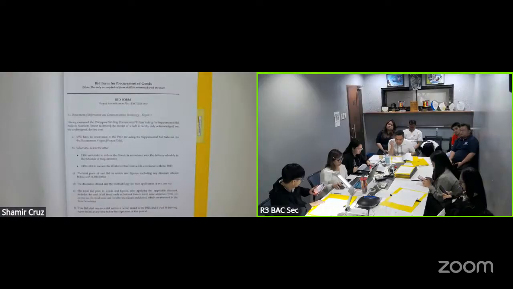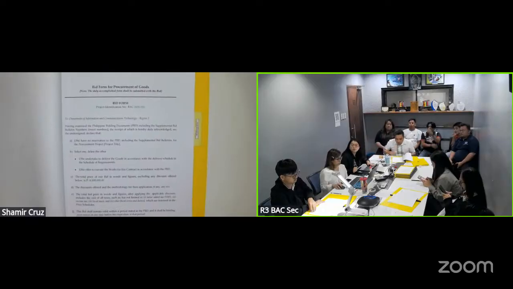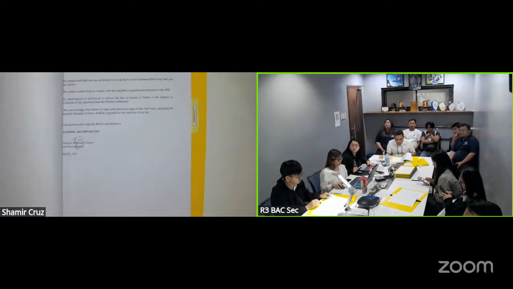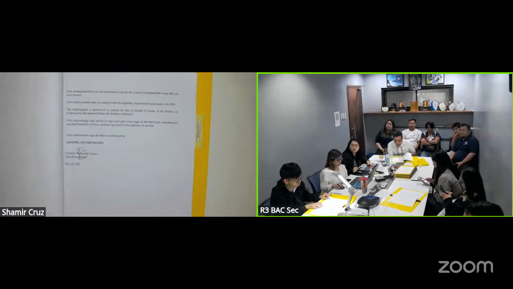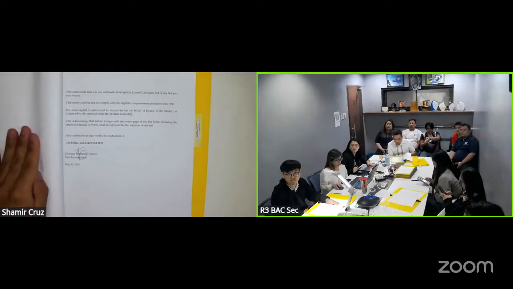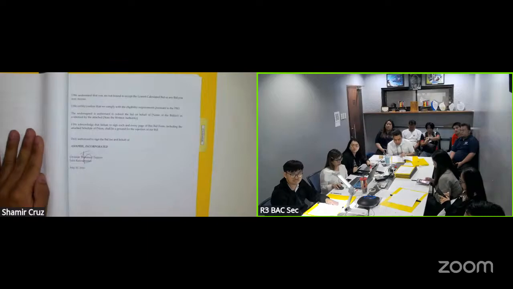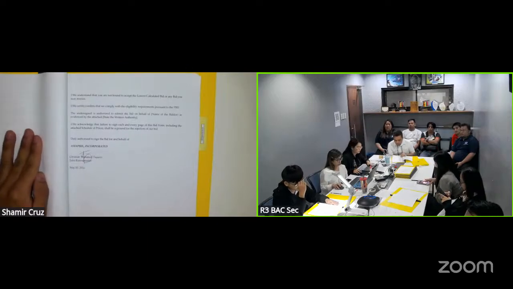Then in the second to the last paragraph, there were missing items. For example, the name of the bidder was not included, and the attached statement of written authority was not specified. So there was a discussion on whether the bid form is acceptable or not. The majority, unanimously, decided that the bid form is not acceptable since it is not accomplished completely.